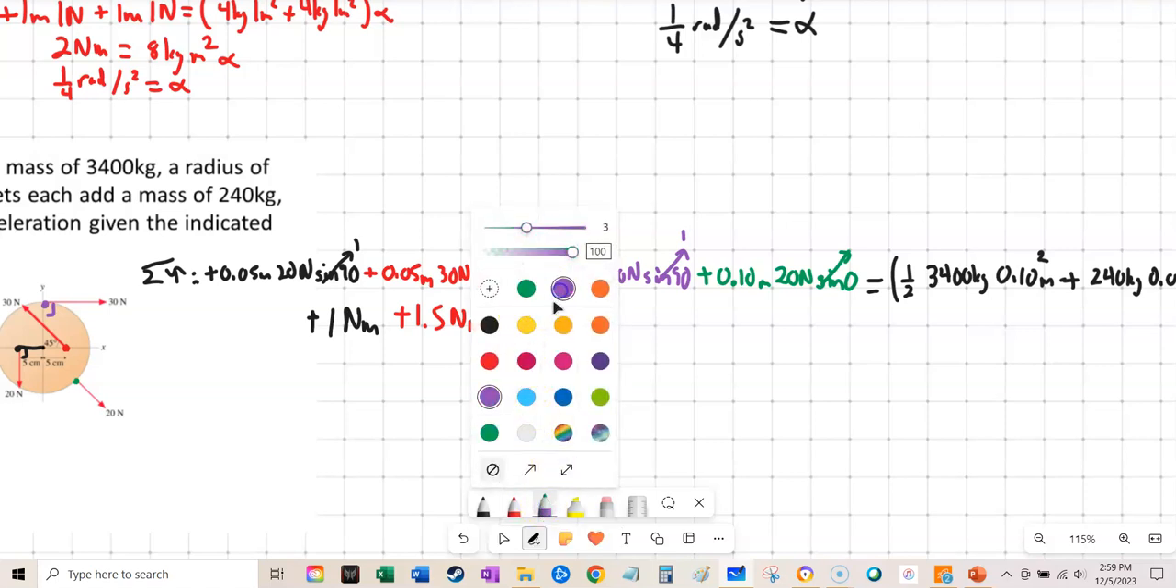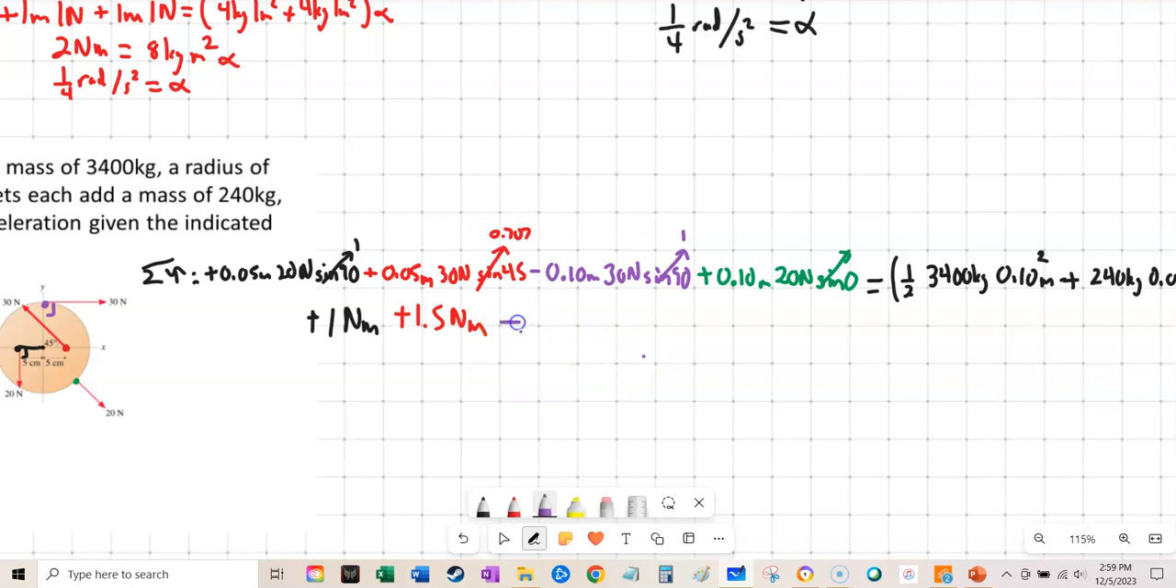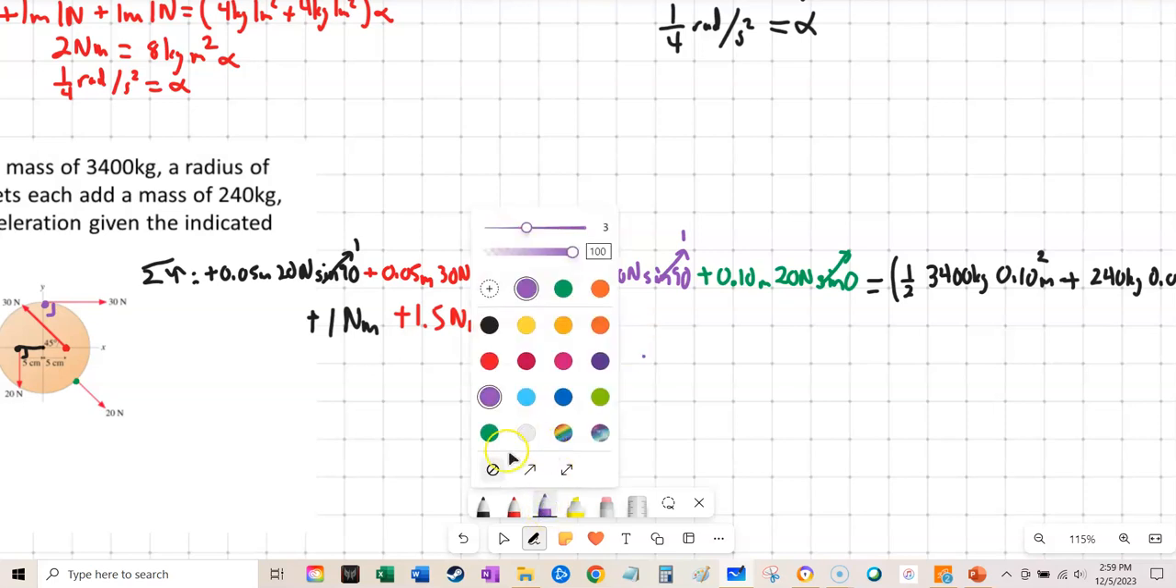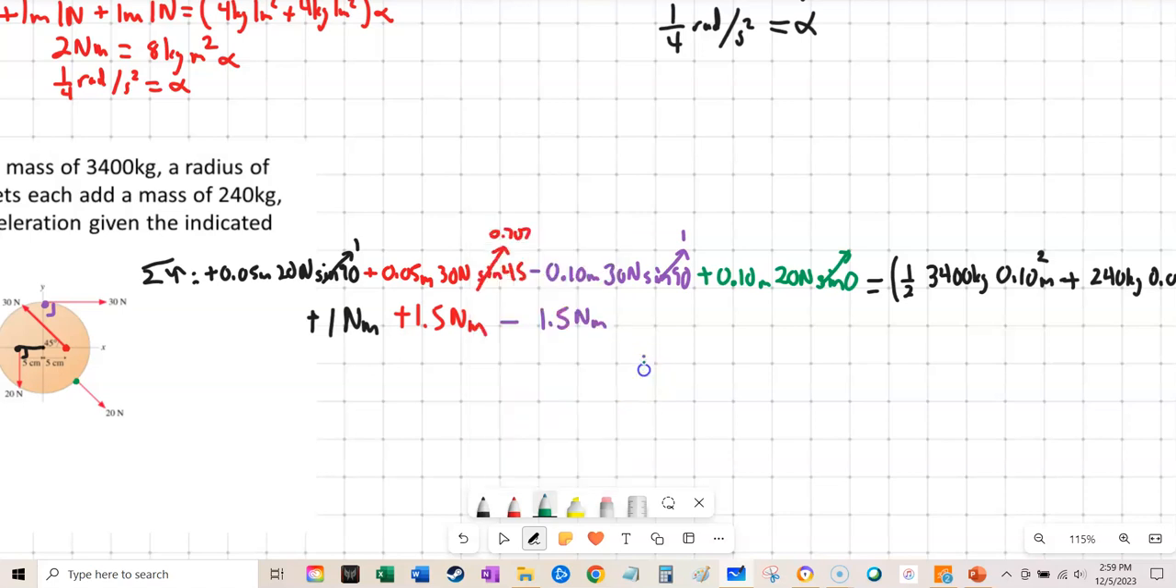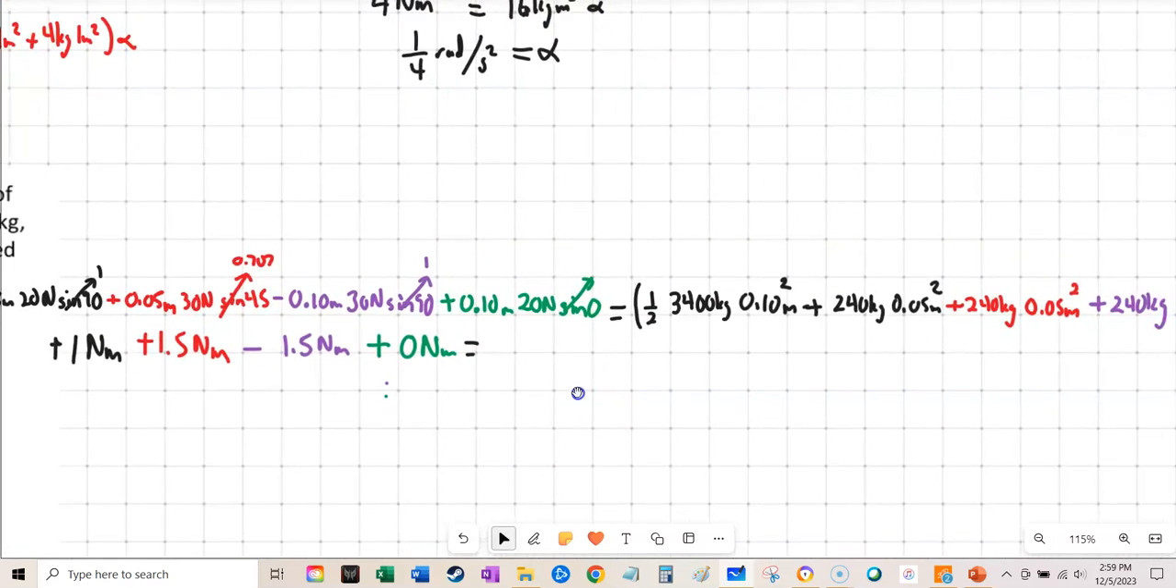Let's try the purple guy. The purple guy is negative, and that's a negative, well, this is positive, this is negative, so this is going to be negative 1.5 Newton meters of torque. Right? 0.10 times 30 is 1.5. That's a negative. The green guy is going to be 0 Newton meters of torque. Okay. All right. Moving right along.